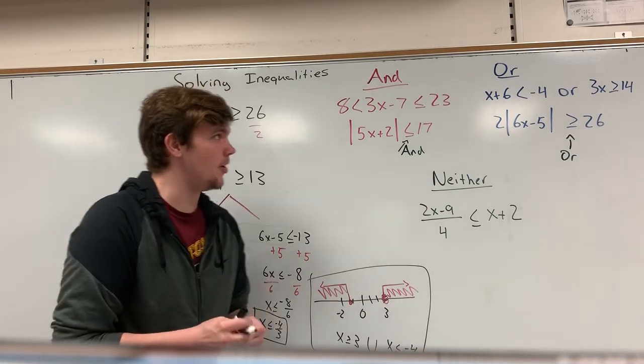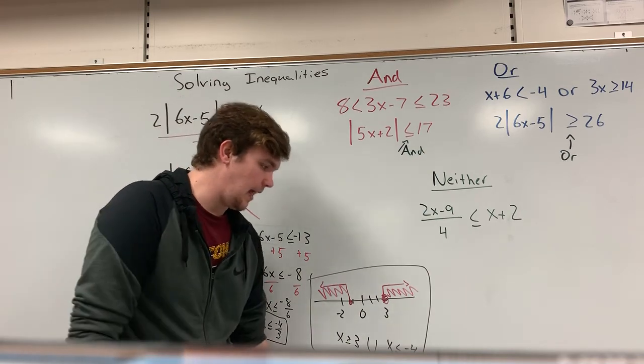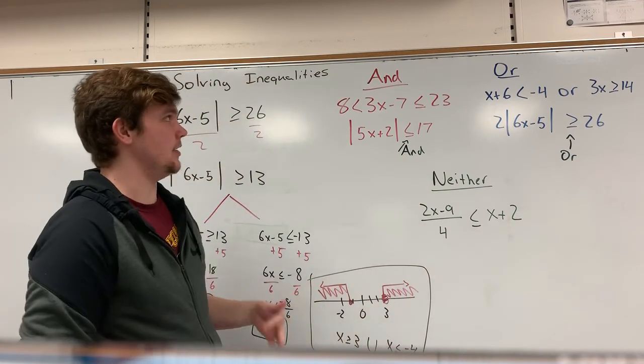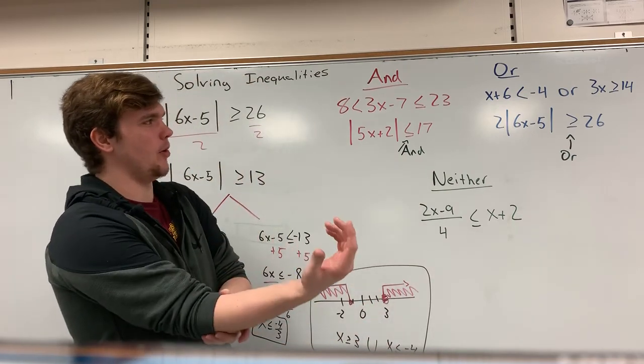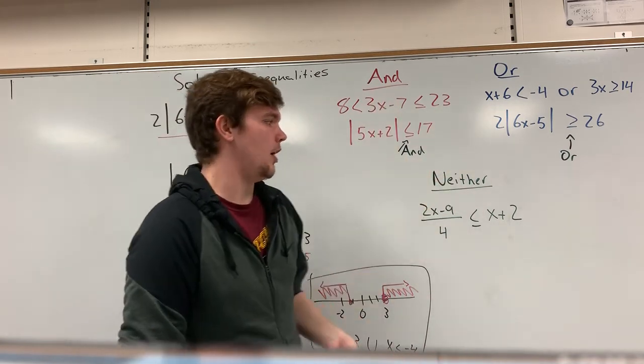I understand the inequalities, and the and/or statements can get a little confusing. So I would look at these 5 inequalities that I have shown here and try to match them up when you're doing your work. Does this look like an and? Does it look like an or? Maybe it's a neither?